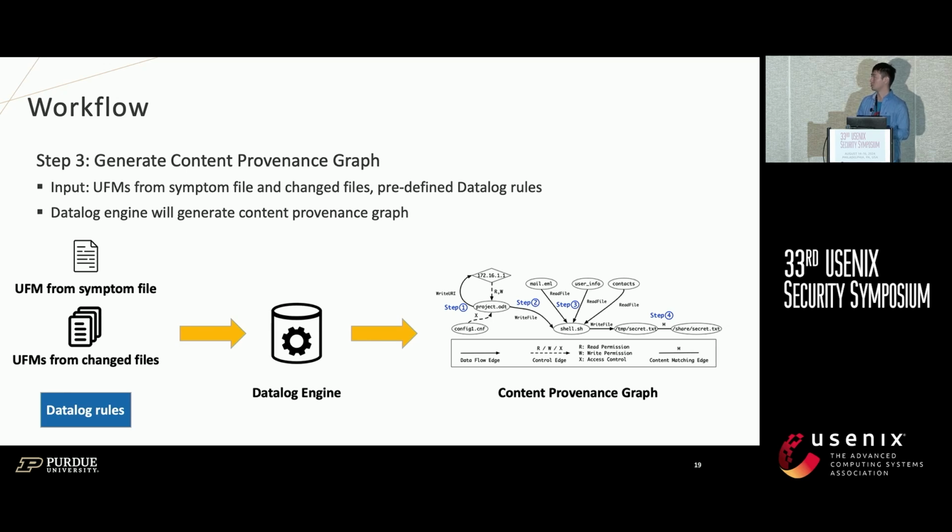So finally, we will generate this content provenance graph, just like when you try to search for something. You can imagine these symptom files as a keyword or document you want to search. And you can imagine the Datalog engine as a search engine. Then, given these symptom files, you want to search for all forensics-related content in other files. And finally, we will generate these graphs.